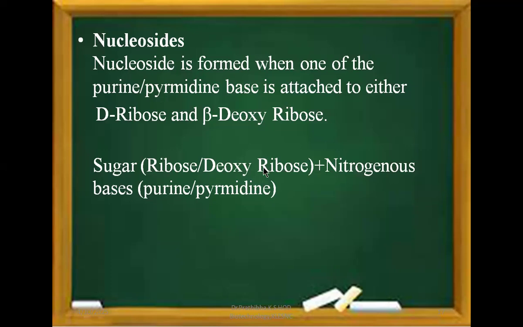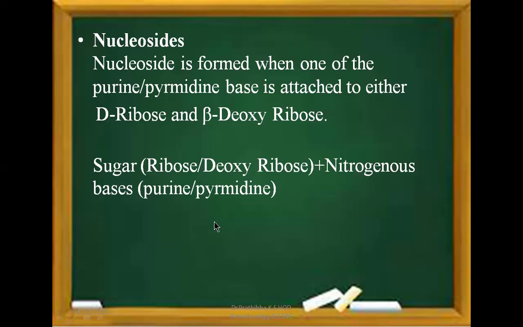So here, first one, nucleosides. A nucleoside is formed when one of the purine or pyrimidine bases is attached to either D-ribose or beta-deoxyribose. Nucleosides mean the combination of sugar and nitrogenous bases. It means sugars like ribose or deoxyribose along with nitrogenous bases like purine or pyrimidine. This is known as nucleoside.